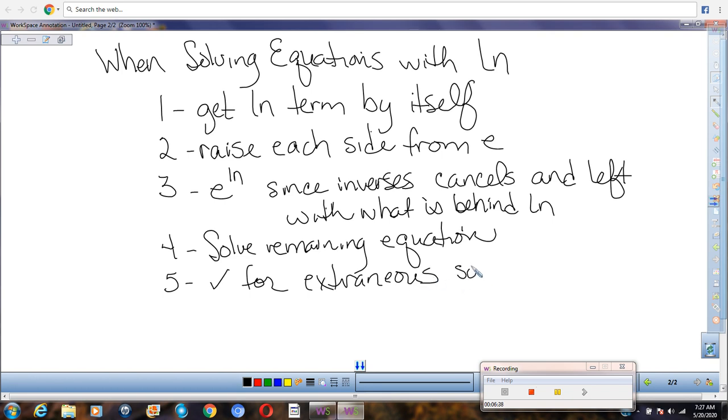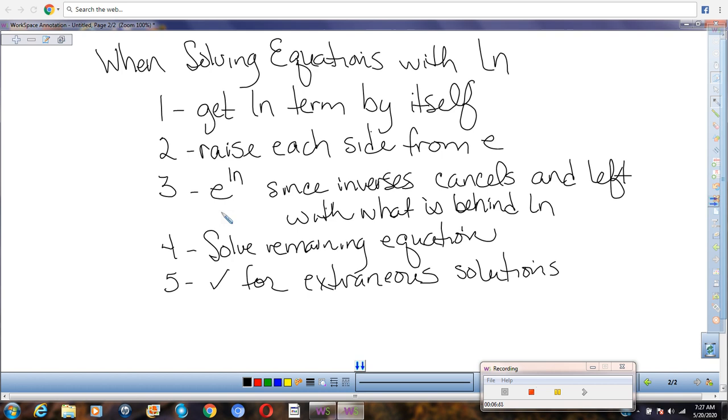So when I say extraneous solutions, it comes out to be a solution, but if you were to plug it in, it doesn't work or it makes it a no solution. So let's say in my equation I had the natural log of x, and I find out that x is negative. Well, you can't have the natural log of a negative number, just like you can't have the log of a negative number.